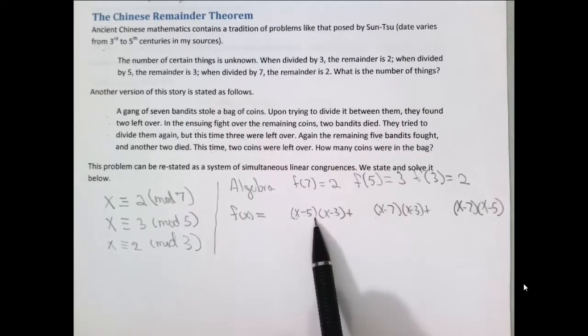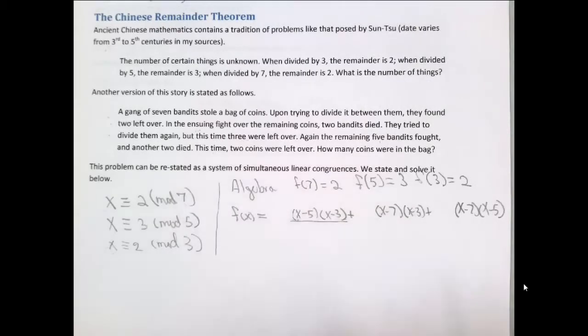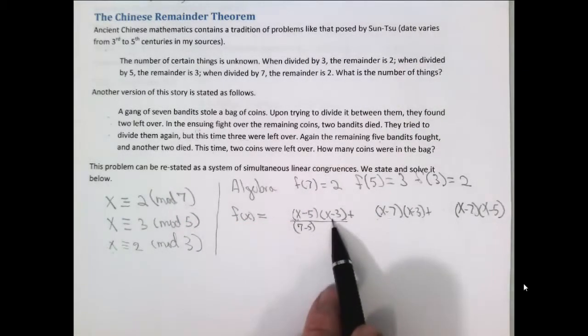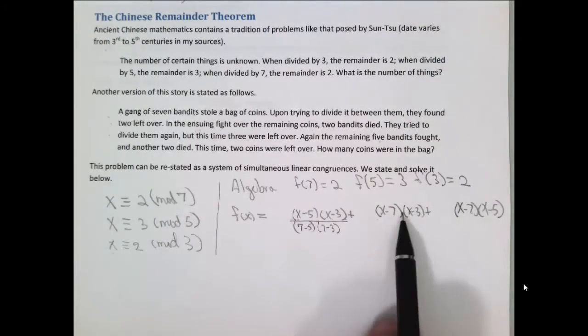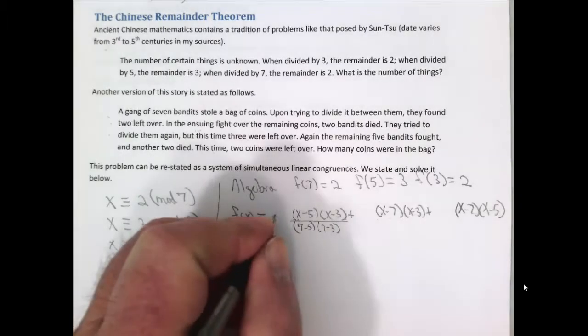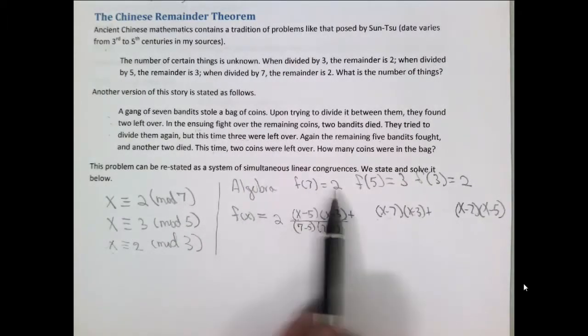On the other hand, this one will not be 0. When I evaluate it at 7, this factor will be 2, 7 minus 5, and this factor will be 4, 7 minus 3. So this is 0, this is 0. As this is written right now, it would be equal to 1. So if I multiply this by 2, I will ensure that f at 7 is equal to 2.